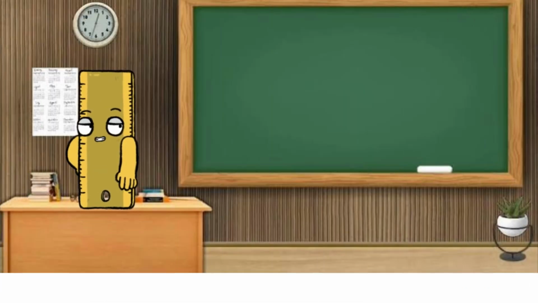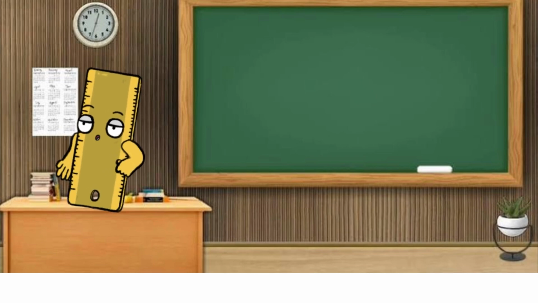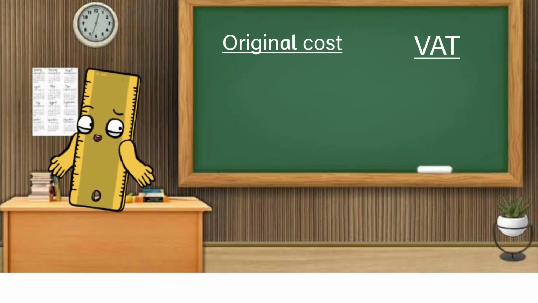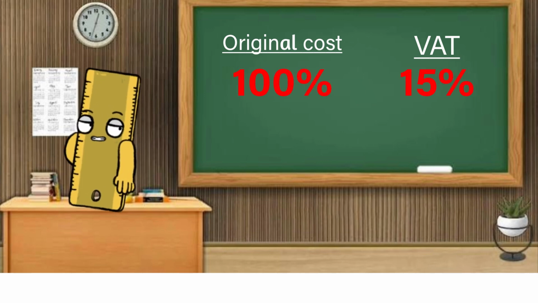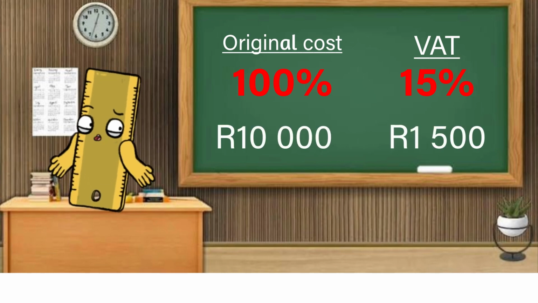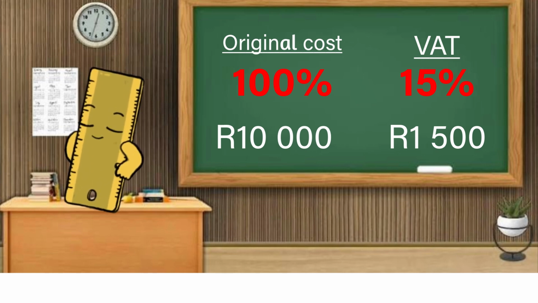Let's simplify VAT using a quick mental model. Think of any product's price as having two parts, the original cost and the VAT. The original cost, also known as the VAT exclusive amount, is always our 100%. If a store buys a laptop for 10,000 Rand, that's the 100%. That's the core price of the product.